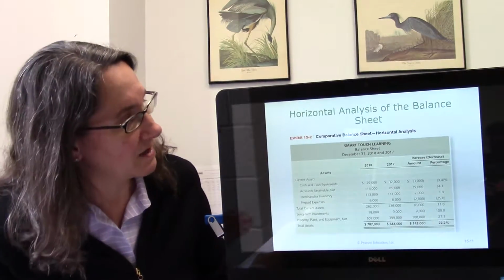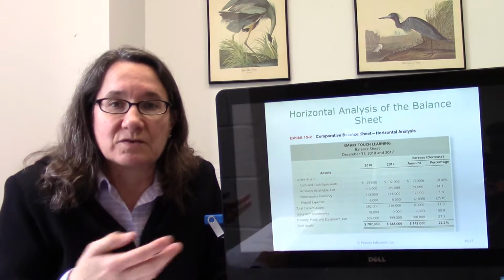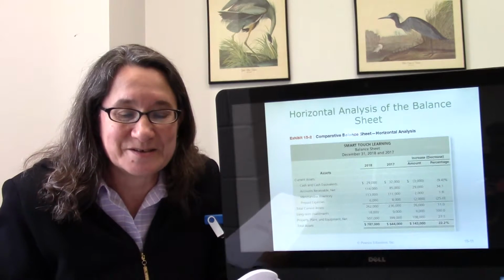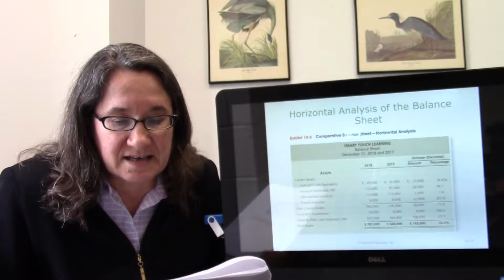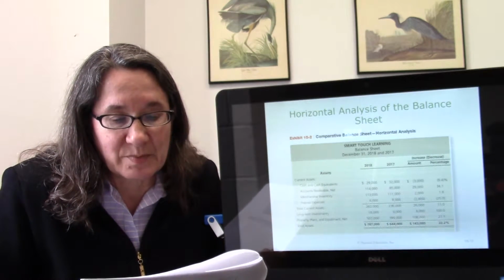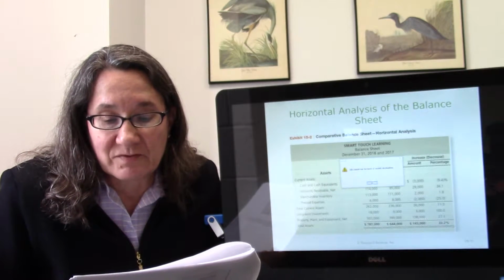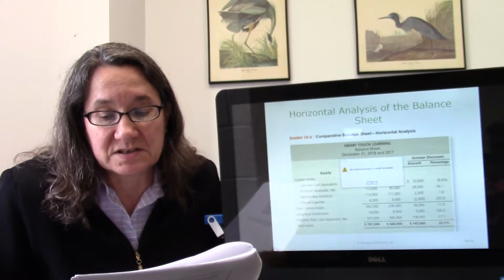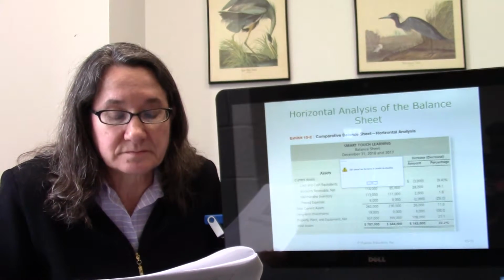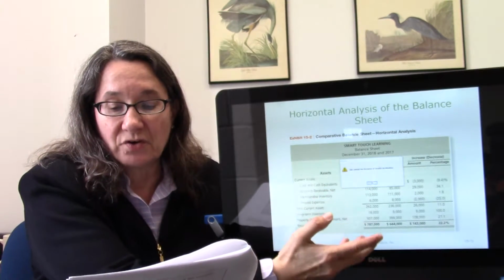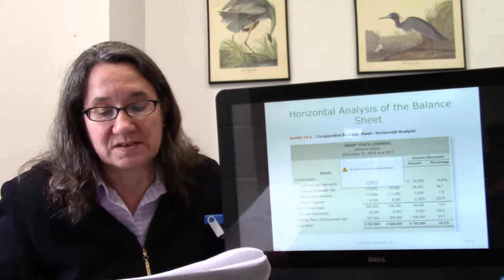Horizontal analysis of the balance sheet. So we can do this for any accounts that are going to change, right? So you can look at your assets. Here's an example for current assets. Cash and cash equivalents decreased 9.4%. Accounts receivable increased 34%. And on until you see that your total assets increased 22.2%.